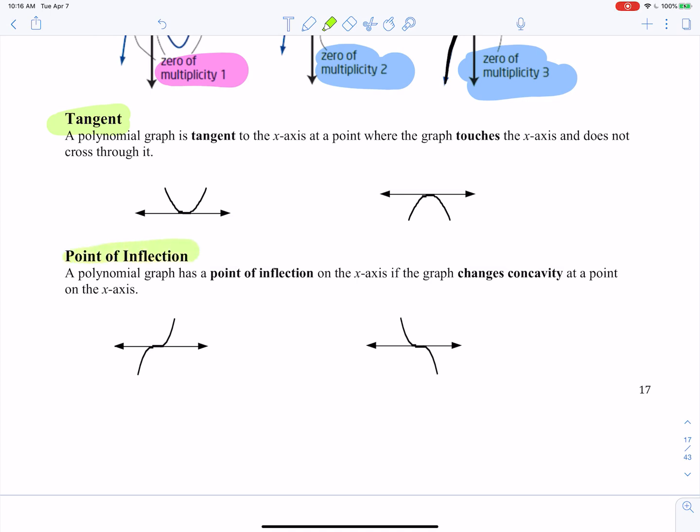Next is the point of inflection. A polynomial graph has a point of inflection on the x-axis if the graph changes concavity at a point on the x-axis. So that's how we get this shape right here, or this shape right here.